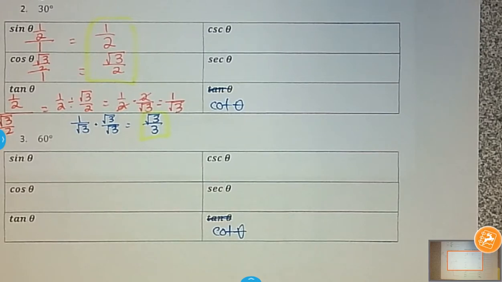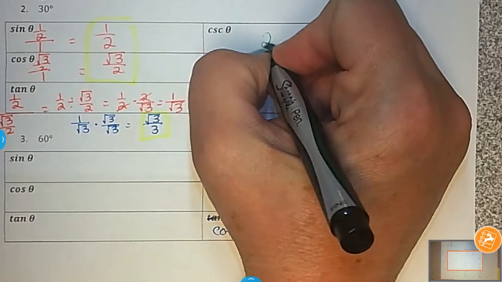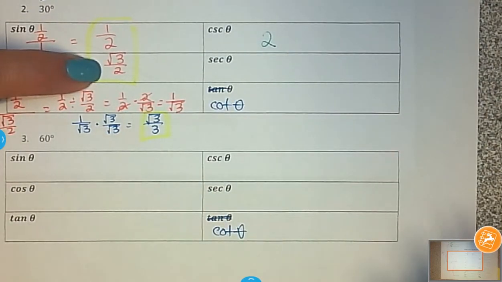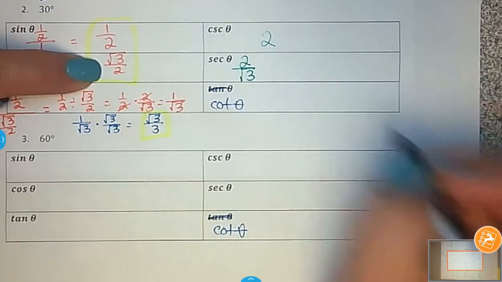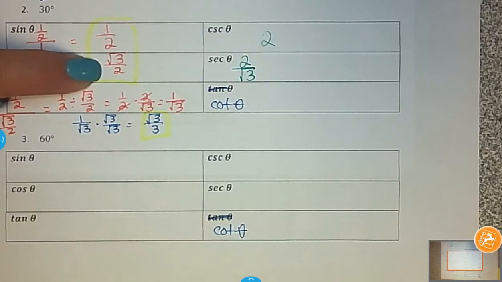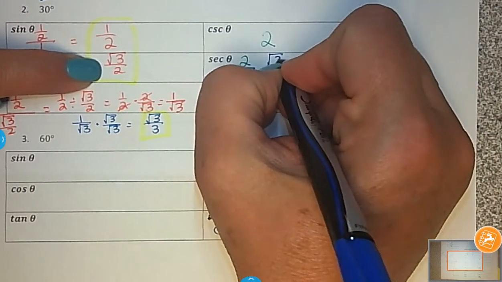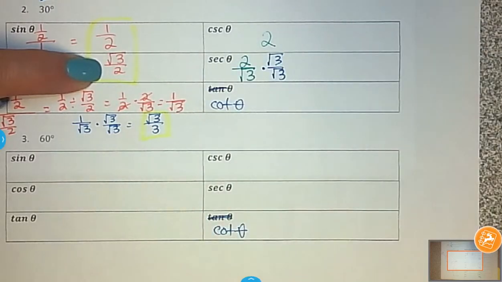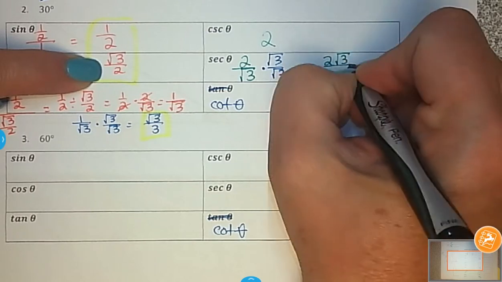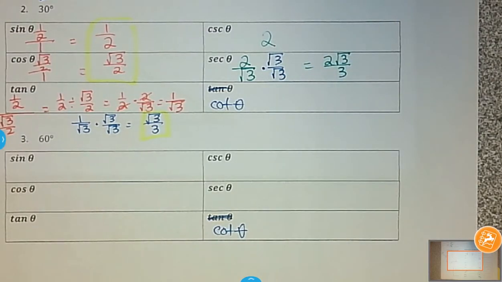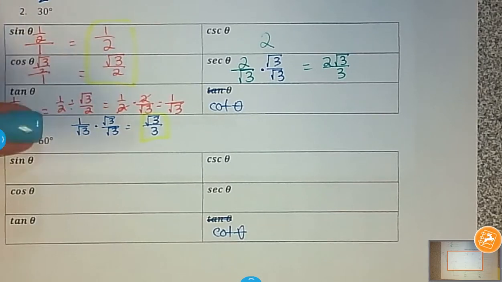So when you flip 1/2, you get 2. When you flip square root of 3 over 2, you get 2 over the square root of 3, and then you have to rationalize. And the secant will be 2 square root of 3 over 3. So you have to use the last step to flip. Not necessarily. I mean, you have to take your answer and flip it.